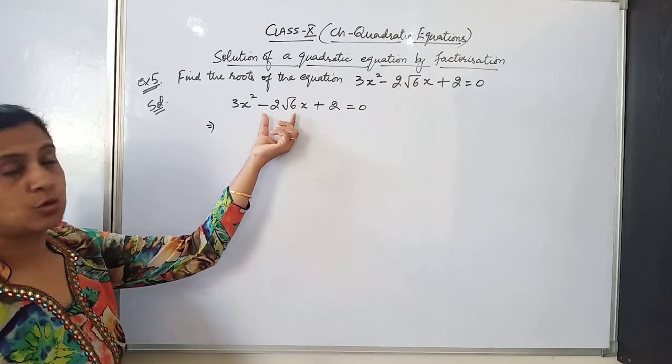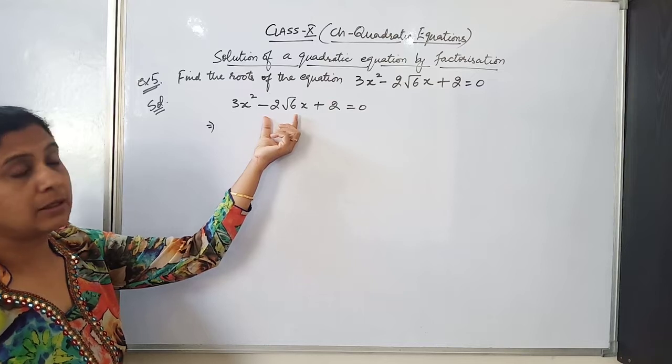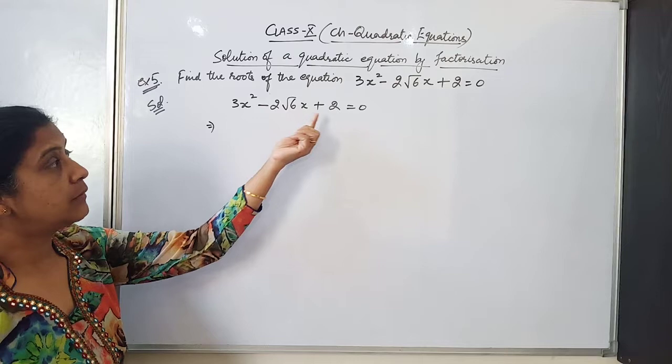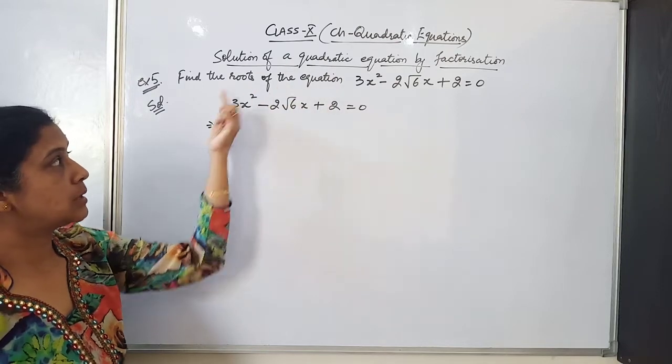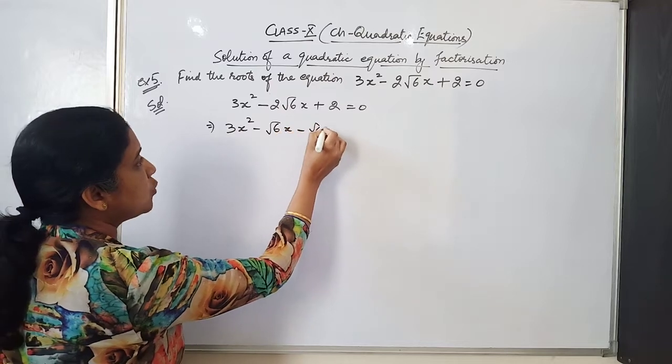First of all, I am going to use the splitting the middle term. So I am going to split the middle term in such a way that when I add these two numbers, I get minus 2 times root 6, and when I multiply them, I get 3 2s are 6. So I will be splitting it this way.